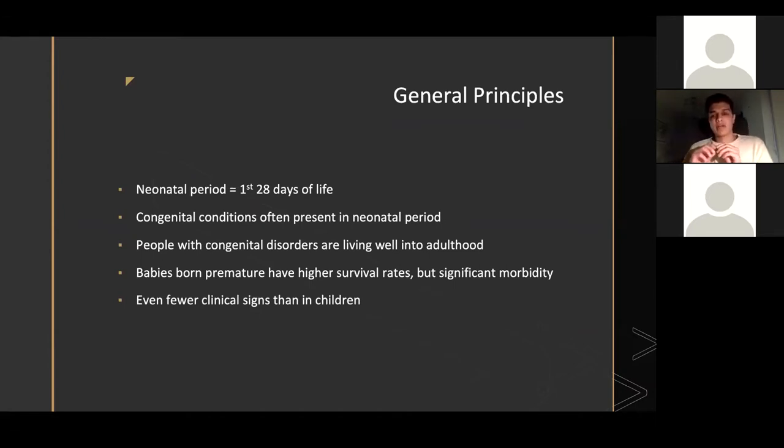And then again, in children, we talked about a couple of weeks ago how you get not that many clues and not that many clinical signs. But you get even fewer in the neonate, which makes it even trickier.